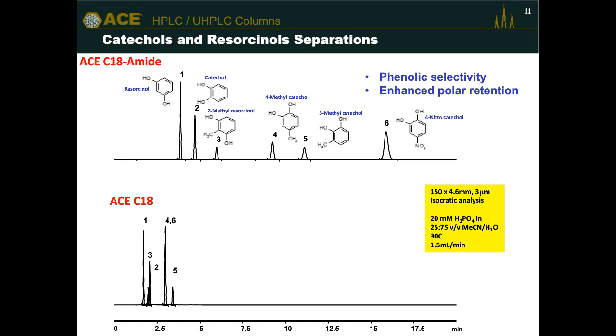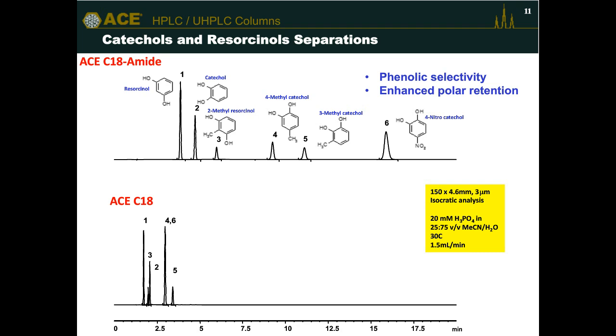Well, here we have a simple example. On the top, we have the C18 amide chemistry. You can see we have these polyhydroxyaromatic, mid-polar type compounds, relatively well separated and retained. Whereas under exactly the same conditions, using a C18 chemistry, we can see all of these compounds elute much more quickly with poorer separation and resolution. And so the C18 amide chemistry provides those different mechanisms of interaction to help us with separation and retention.